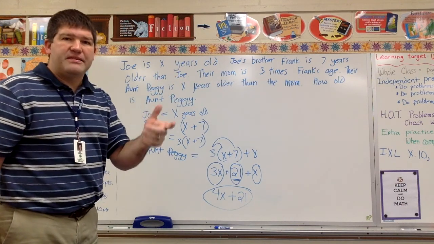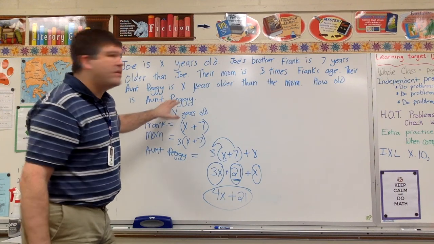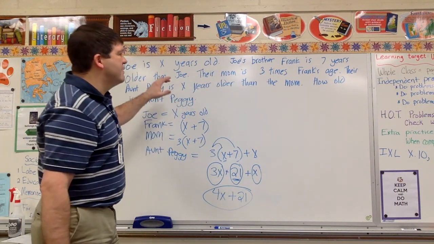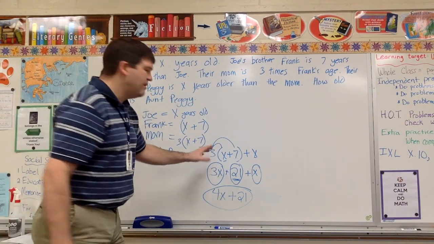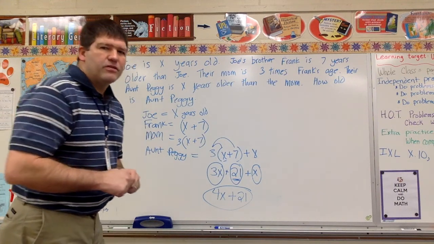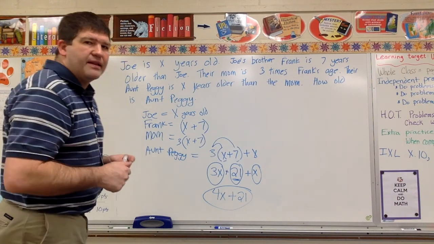You take it step by step. You say, what do I need to know? Okay, if I need to know Aunt Peggy's age, I have to find out what their mom's age is. I need to find out Frank's. And you just take it step by step. Okay? And then once you get it down to here, then you can simplify it, and you're good to go. Okay? So hopefully you understand this type of problem. We'll talk more about it in class.